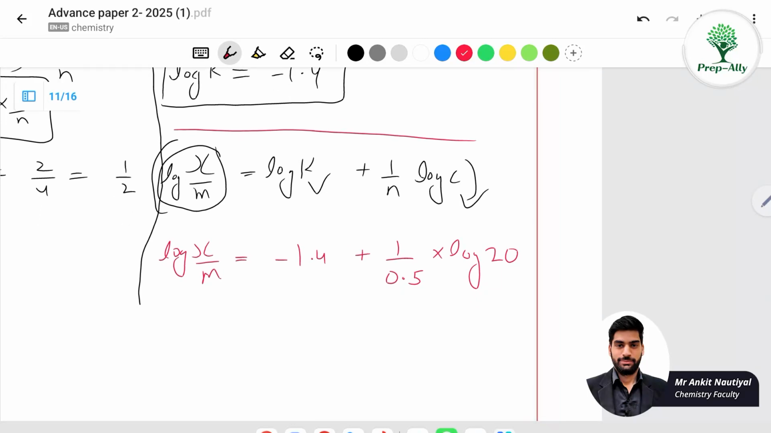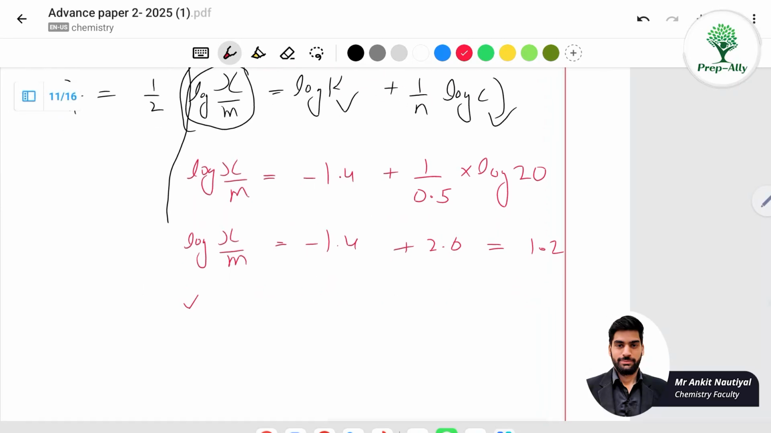Now after solving this equation we can directly go for the value of log x upon m. So how are we going to solve? Minus 1.4, again this is the value, and there is a 20, so log 20 we have to solve. So after solving this equation and after multiplying by 1 upon 0.5, we will finally get a value of 2.6, and after solving, the final value will be 1.2. So this is the value of log x upon m, that is 1.2, which we are getting.